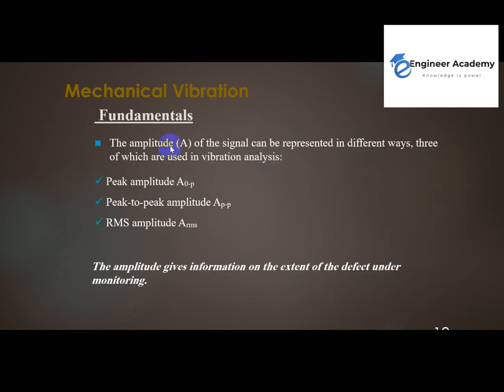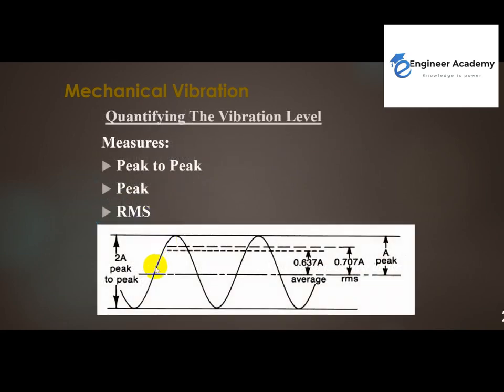But how do we quantify, how do we measure the value of this wave? By using three main values. First we call it peak amplitude, the second one we call peak to peak, and the third one we call RMS, or root mean square. These are the three values representing the time waveform values.